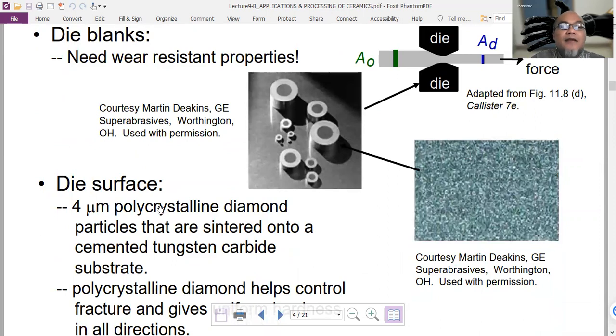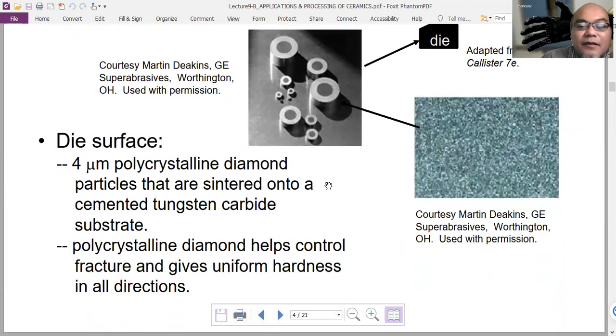Like this. So the die surface is coated with 4 micrometer polycrystalline diamond particles that are sintered onto a cemented tungsten carbide substrate. This is, for example, the diamond particles sintered onto the tungsten carbide substrate. So the polycrystalline diamond will help control the fracture and give uniform hardness in all directions.